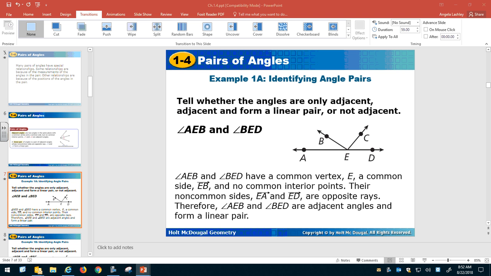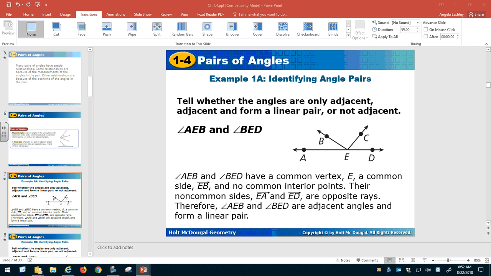Tell whether the angles are only adjacent and form a linear pair, or they're not adjacent at all. So we're looking at this picture, AEB and BED. Take a minute, make your decision. Are they adjacent and they form a linear pair, or not adjacent at all? You decide. Lucas, what do you think? Just adjacent? Okay, so if I trace AEB, I'm talking about this angle right here.